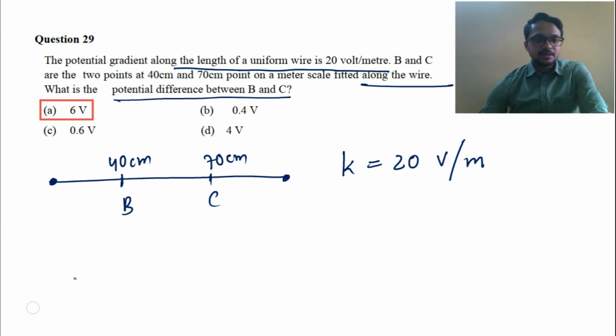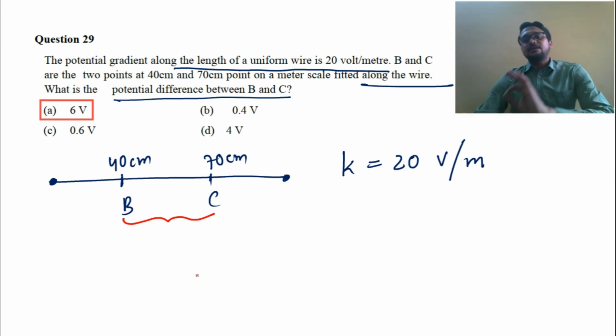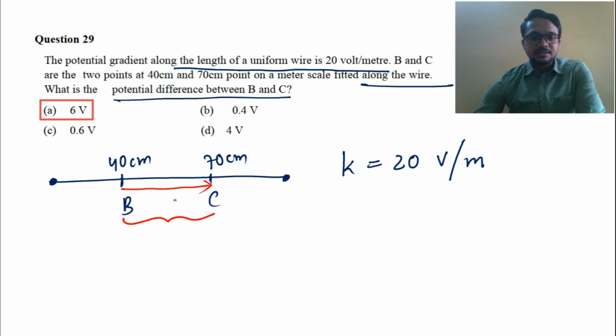What is the potential difference between B and C? That means the potential difference between these 2 points. The principle of the potentiometer tells that the potential difference between 2 points on a uniform wire is directly proportional to the length between those 2 points. So the length between B and C is 70 minus 40, that means 30 centimeter.